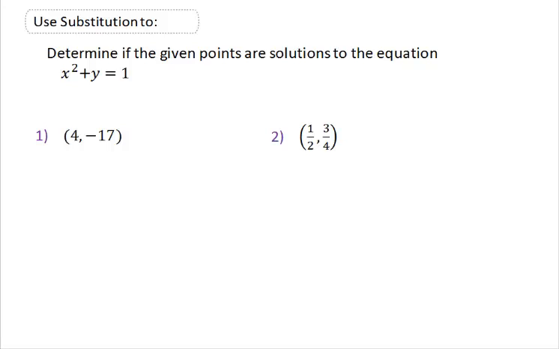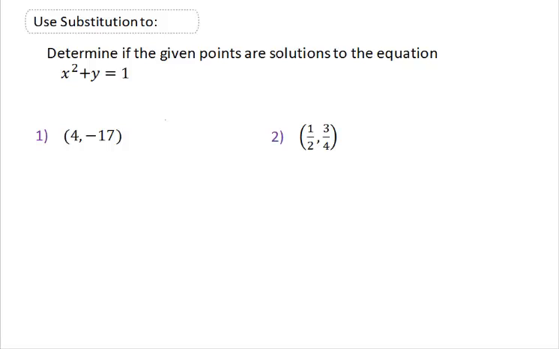If there are solutions to that equation, then that means that point goes with that graph of the equation that we see there. If there is not a solution, then that ordered pair or that point does not go with that equation in that graph that we see there. So I'm going to do the first one, and then I'm going to ask you to pause the video and see if you can do the second one on your own.